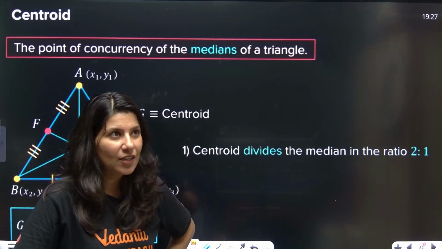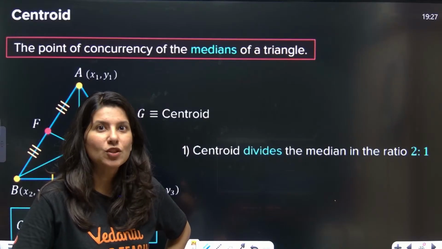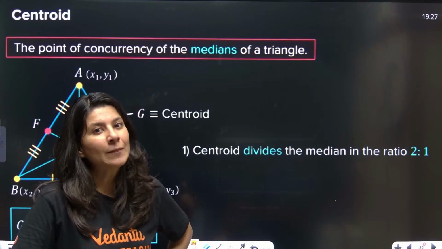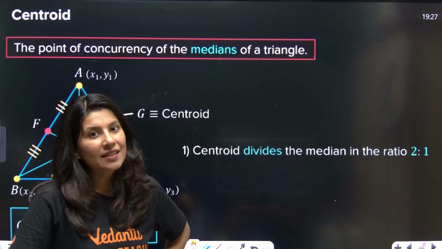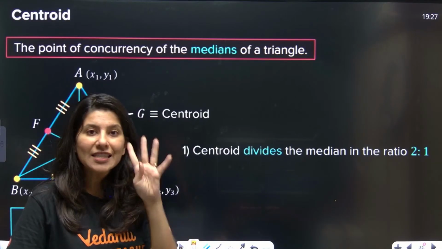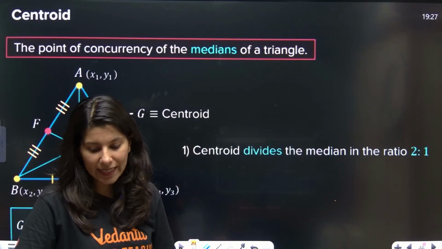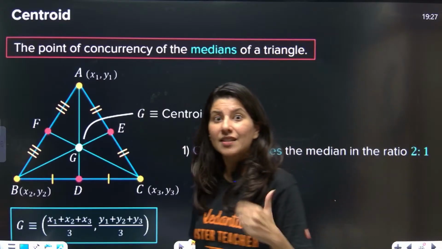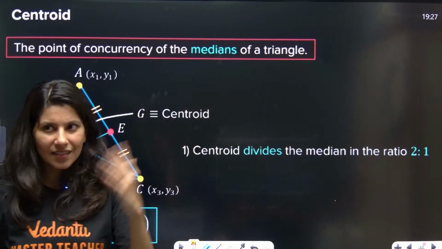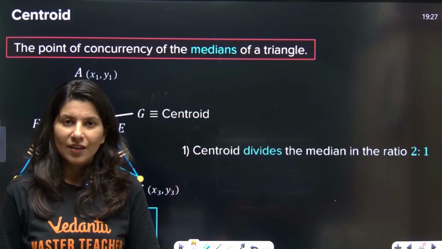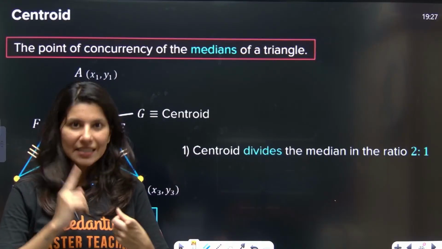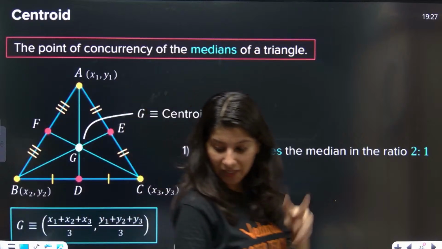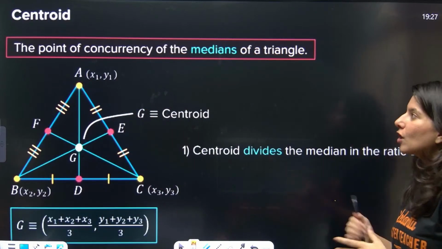First is centroid. The second one is going to be in-center. Third one is going to be circumcenter and orthocenter. These four centers are very important. Tell me the names. You should all remember the names. Centroid, in-center, circumcenter and orthocenter. Okay, 4. Let's talk about centroid.